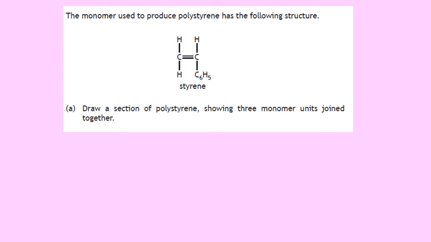Now here's a question directly from a past paper, and it says polystyrene is made from styrene, and it's drawn out. So it's asking you to draw a section of polystyrene showing 3 monomer units joined together. So the first thing I would do is draw out the first monomer. Remember, the double bond is broken. So we've got that, and remember, we need our bonds either side.